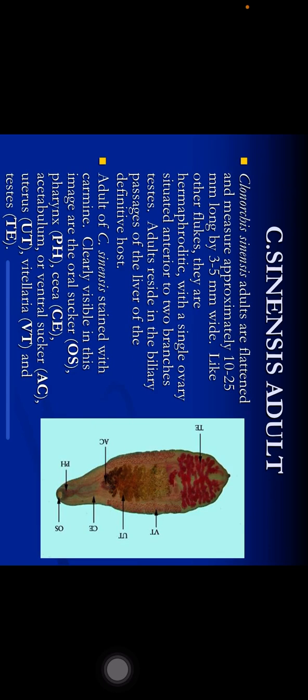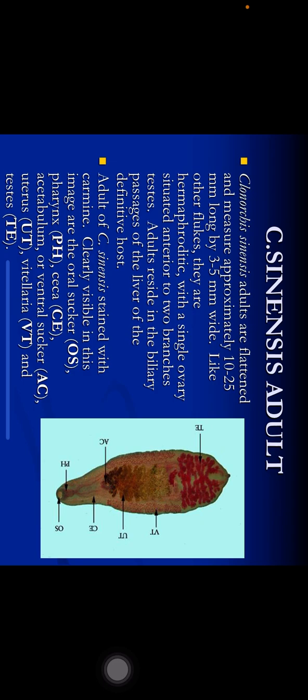Trematode slides. Clonorchis sinensis adult worm. Clonorchis sinensis adults are flattened and measure approximately 10 to 25 mm long by 3 to 5 mm wide. Like other flukes, they are hermaphroditic with a single ovary situated anterior to 2 branches of testes. Adult worms reside in the biliary passages of the liver of the definitive host.